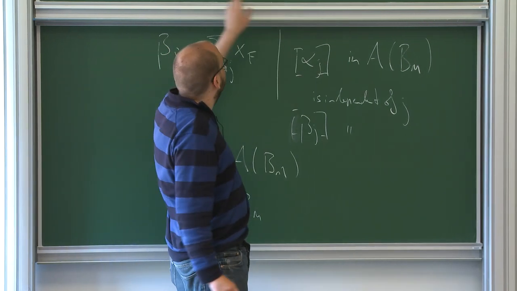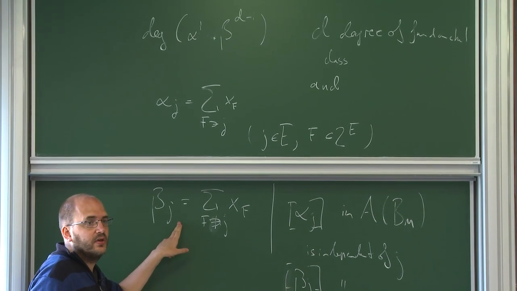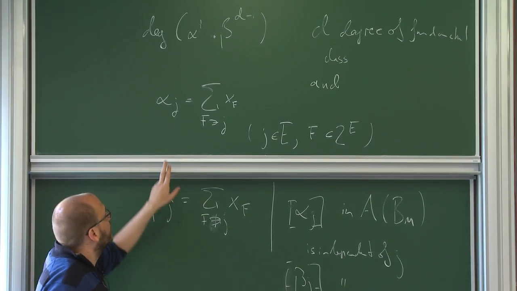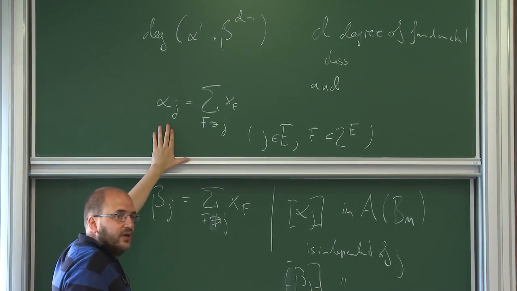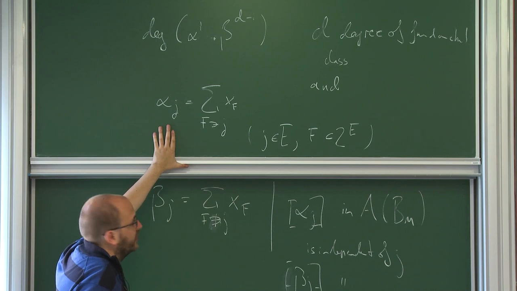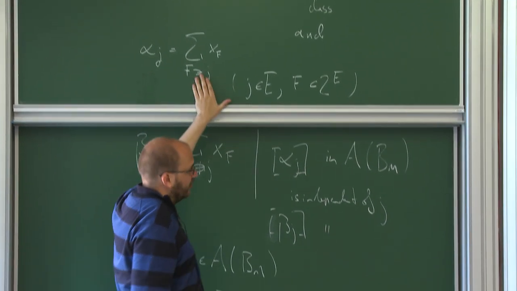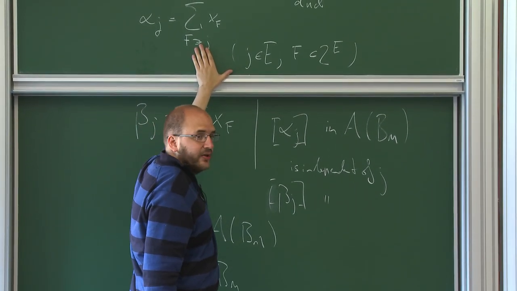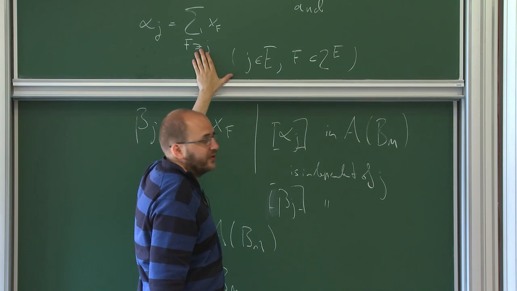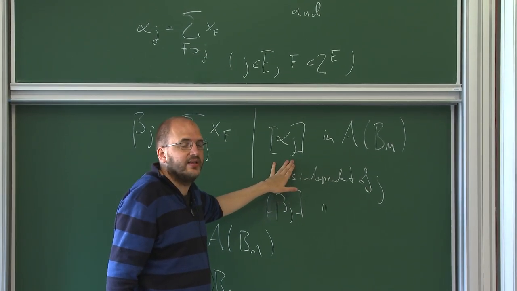Yeah. So I defined these classes alpha and beta in the ring. I gave you a ring before I mod out by the global polynomials. I gave you an element alpha j that depends on j. Now I take this element and I'm modding out the global linear functions, and then I'm claiming this element alpha j is independent of j.